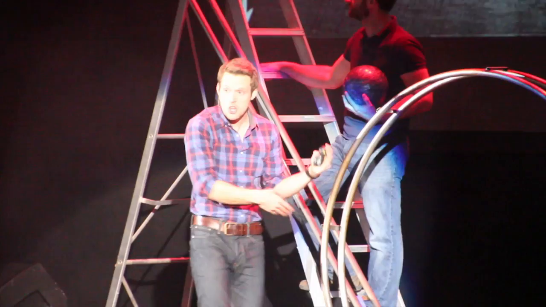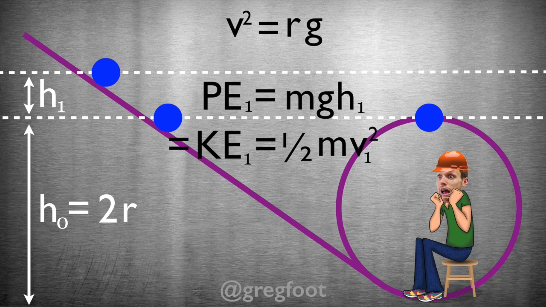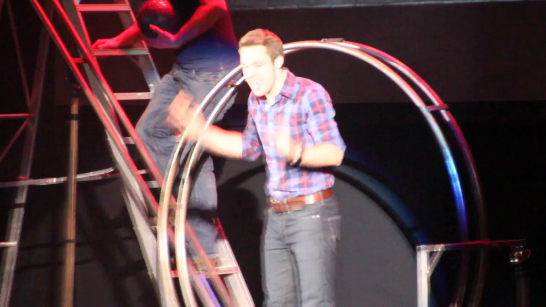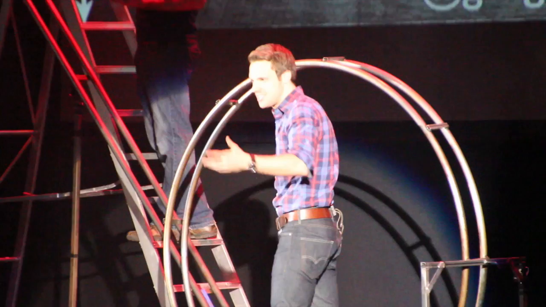So all we need to do now is a little bit of manipulation. Substitute that, cancel your m's, cancel your g's, and you get h1. It needs to be a half r. Mike! 2.5R plus a bit, because it's the real world, right? And there's friction and air resistance and noise, and I like my head.